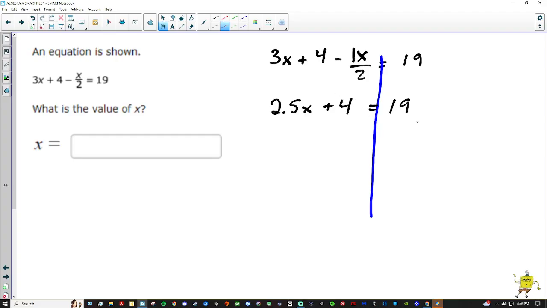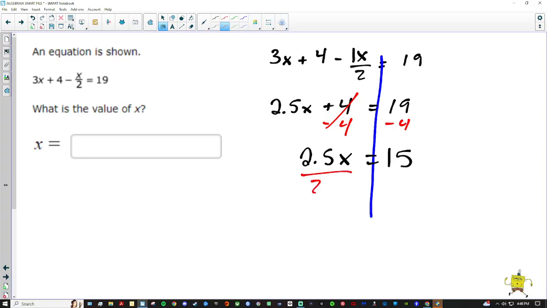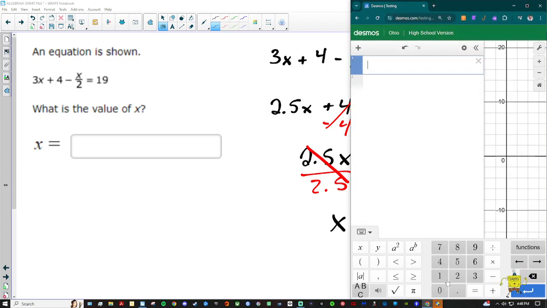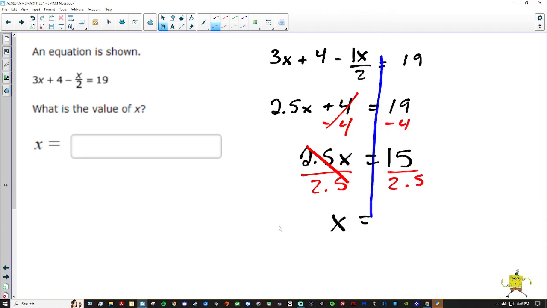I need my regular numbers on the right, minus 4. 2.5x equals 19 minus 4, which is 15. And divide both sides by 2.5. That's gone. And x equals, to our calculator, 15 divided by 2.5 is 6. So my answer is 6. Type it in your box, click enter.